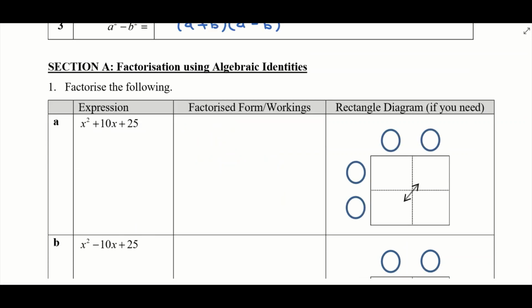Let's take a look at the first question, x squared plus 10x plus 25. By recalling your square numbers, you realize that 25 is actually a square number, 5 squared. Is 10 also a multiple of 5? You realize that the middle term is also a multiple of 5: 2 times 5 times x.